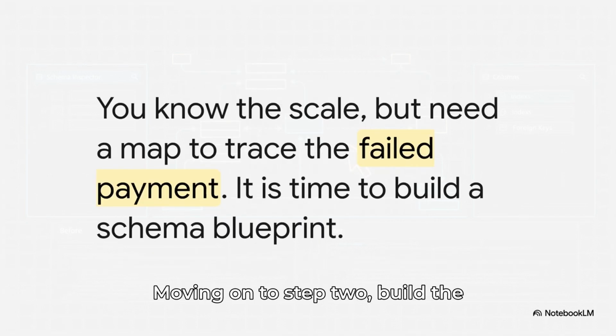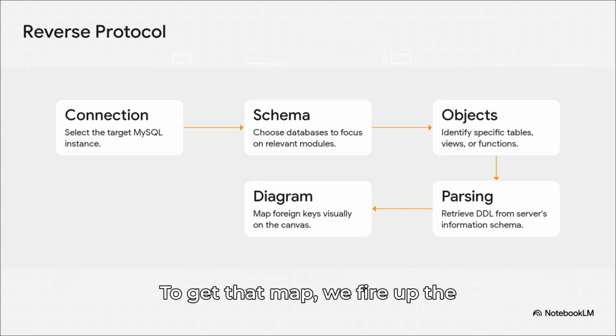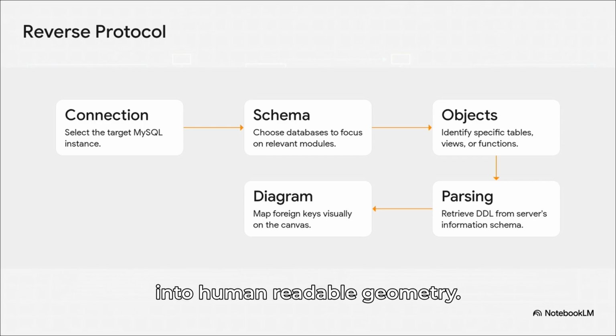Moving on to step 2, build the schema blueprint. We've got the scale down, but to actually trace this failed payment, we need a map. To get that map, we fire up the reverse engineering wizard. It follows a strict 5-step protocol. First, we select our target instance. Then, we zoom in on the relevant modules. From there, the tool automatically queries the server's information schema to retrieve the DDL. Then, it parses that architecture and automatically maps all the foreign key constraints as relationship lines on a canvas. We are essentially translating raw, complicated server logic into human-readable geometry.